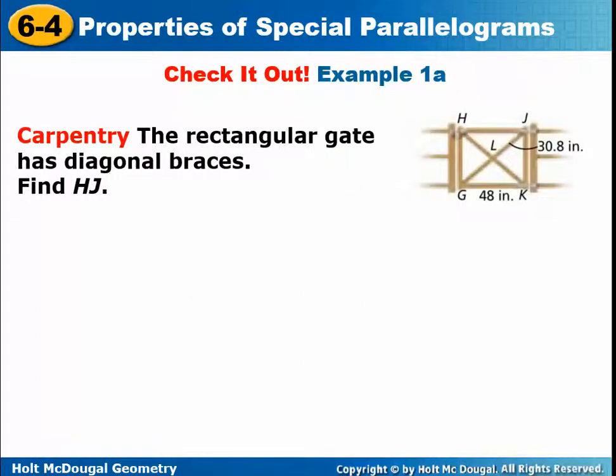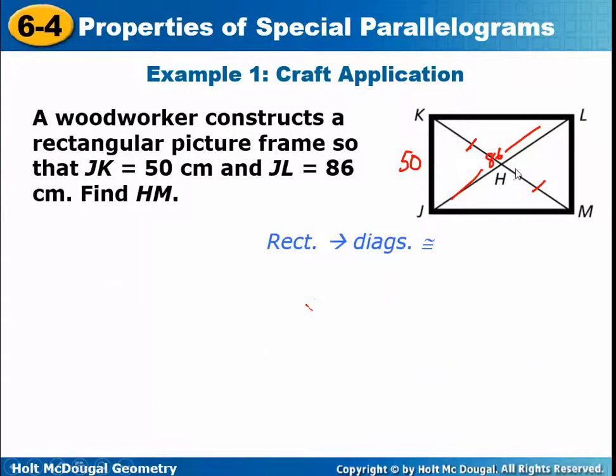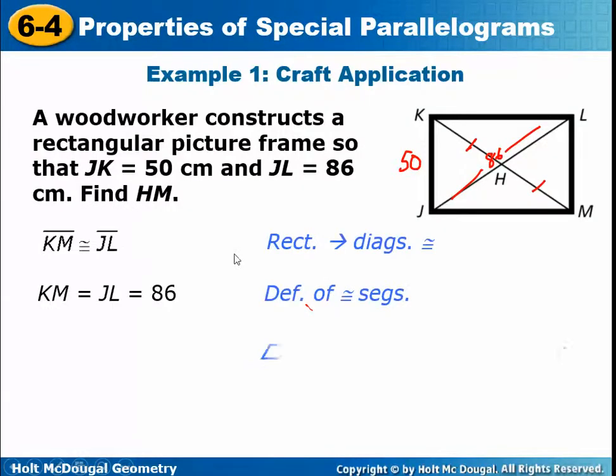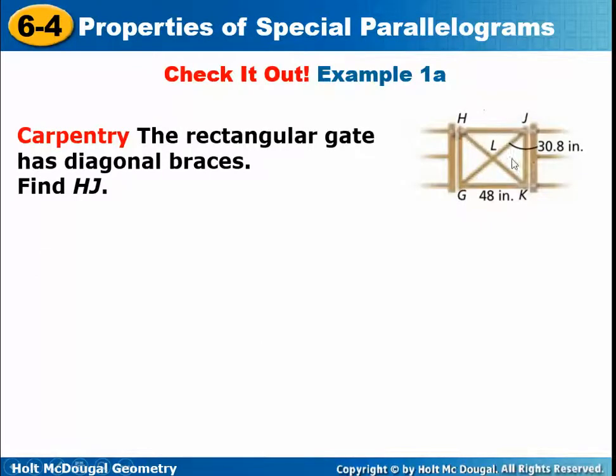Here's another example. We have this gate, and it's rectangular. That means it's a rectangle. We're given that. And it has diagonal braces. Well, because of Theorem 6.42, if a parallelogram is a rectangle, then its diagonals are congruent. Let me go back to the gate now. It looks like to me that this from L to J is 30.8.